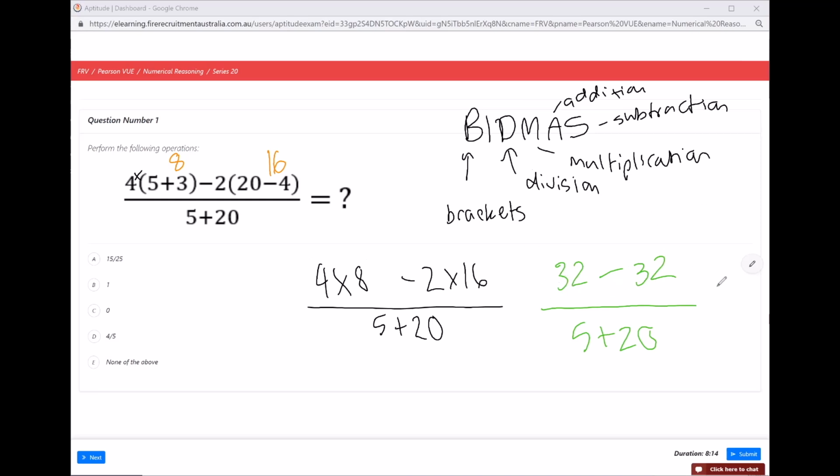32 minus 32 equals 0. So it doesn't matter what the bottom is. If the top is 0, the answer is 0. So that gives us an answer of C.